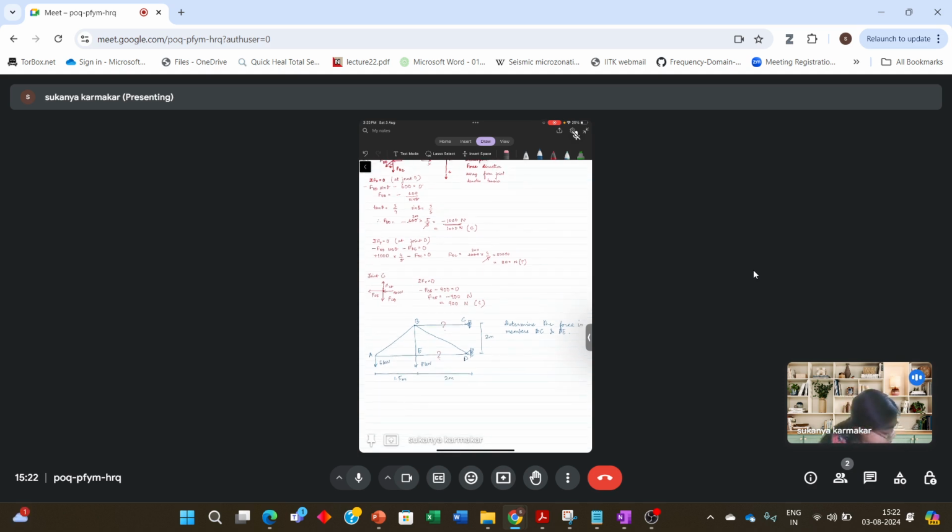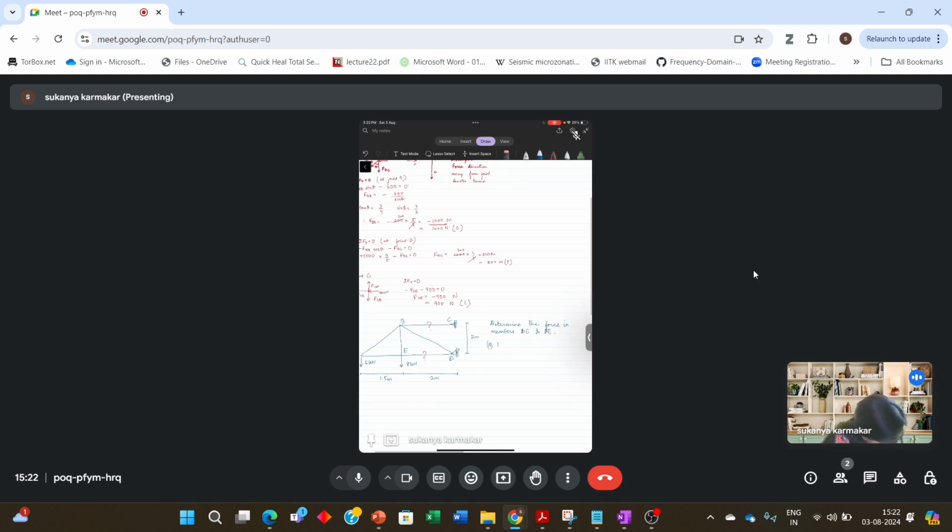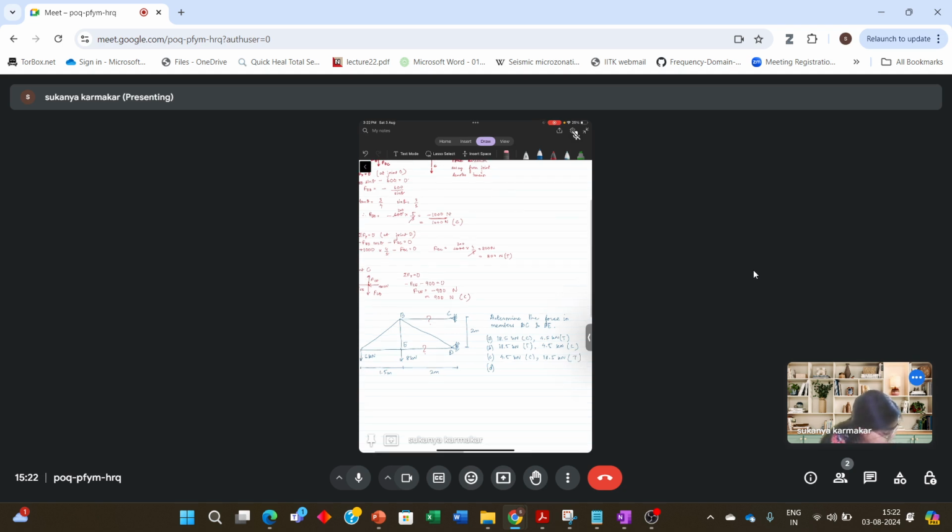Again, I am giving certain options. Options are 18.5 kilonewton in compression and 4.5 kilonewton in tension; 18.5 kilonewton again in tension, 4.5 kilonewton in compression; 4.5 kilonewton in compression and 18.5 kilonewton in tension; then 4.5 kilonewton in tension and 18.5 kilonewton in compression.